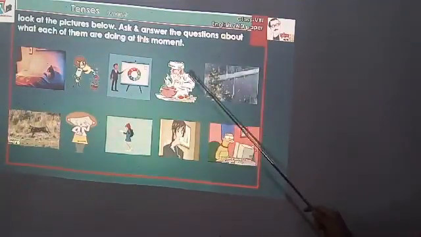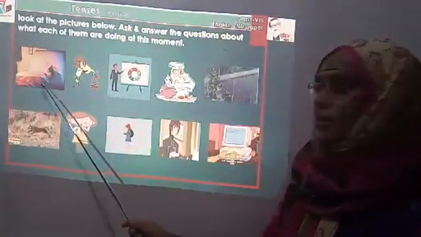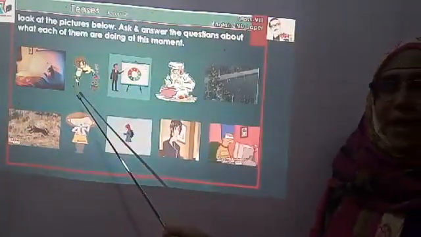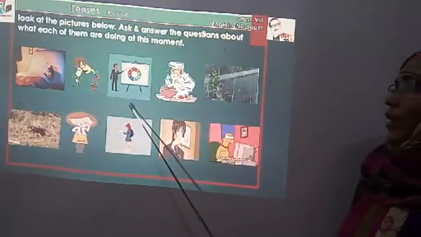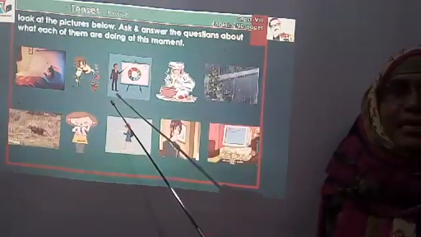And also here you can see there are some pictures. Can you guess the baby? What is the baby doing? The baby is sleeping. What is she doing? She is watering plants. What is the man doing? The man is teaching. Actually, he is a teacher. He is teaching his students. Can you guess who he is? He is a chef. So what is he doing? He is cooking.